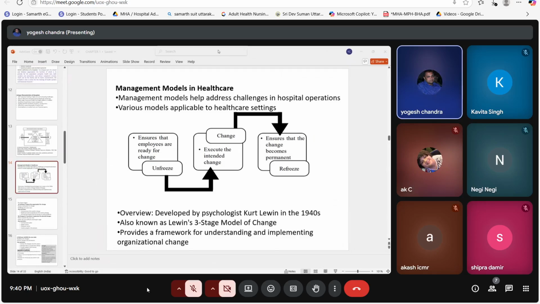Still, there may be some resistance. There are a few staff who may not be very inclined toward this change to the electronic health record. If you see in the hospital, if you tell some doctor to write on the computer, maximum resistance is shown in that area. They hesitate to write because of the time or because of lack of practice, whatever it may be.